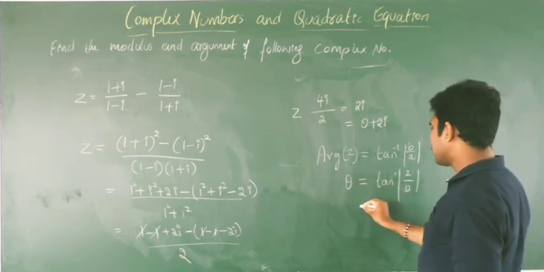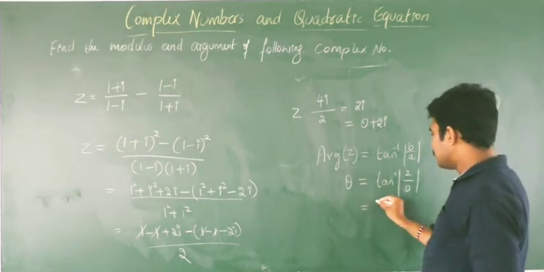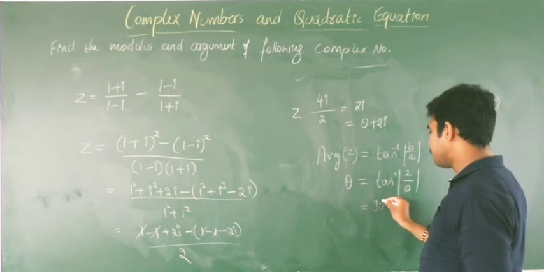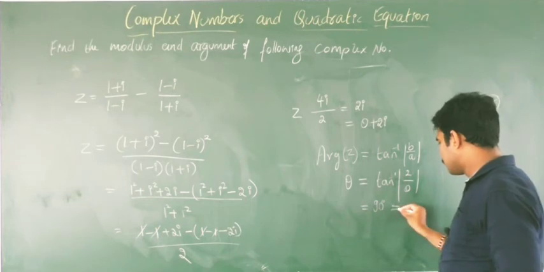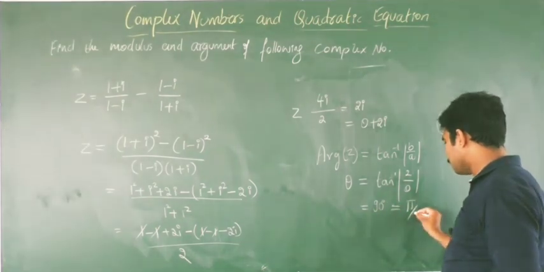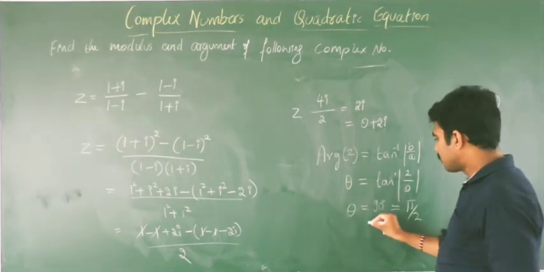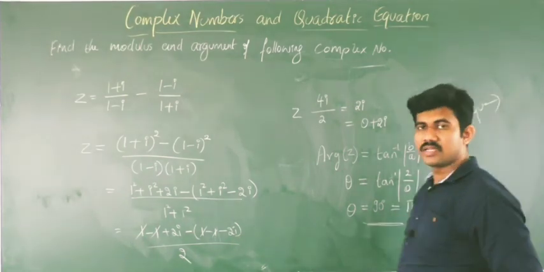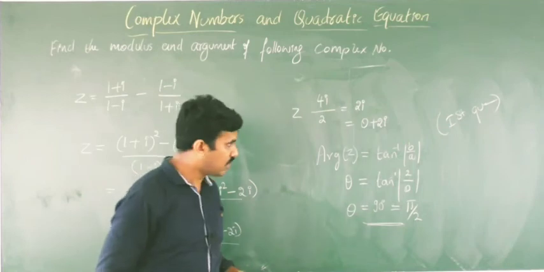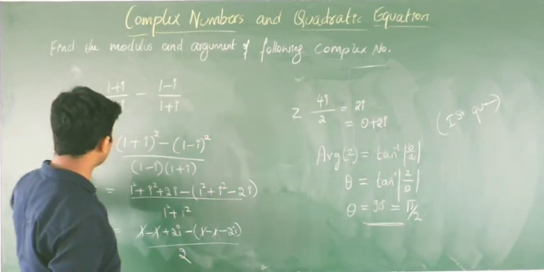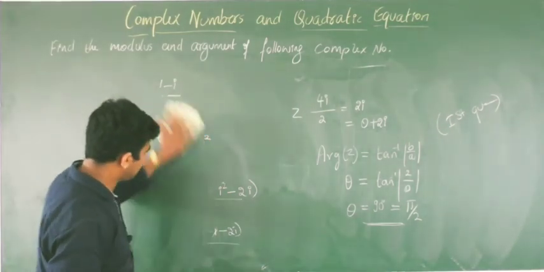2 by 0 is not defined, so clearly it is 90 degree, tan 90 is not defined, so this is nothing but pi by 2. So theta, or the argument of this complex number, is pi by 2. Is it clear how to find the argument of a given complex number?